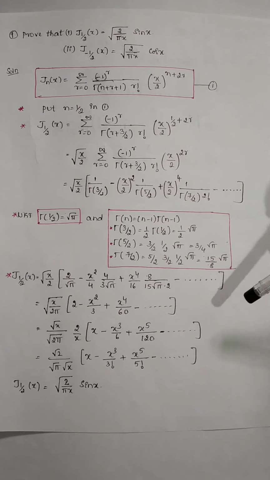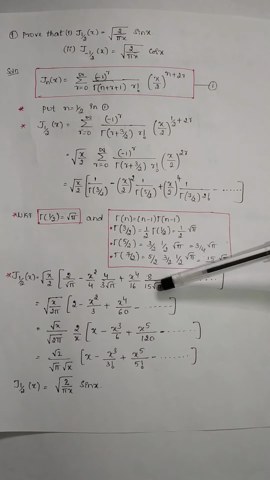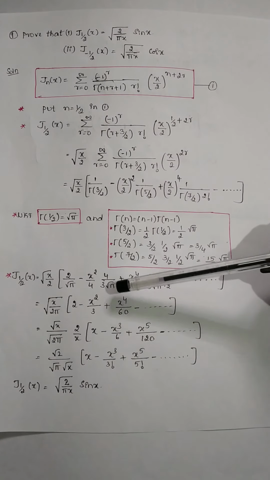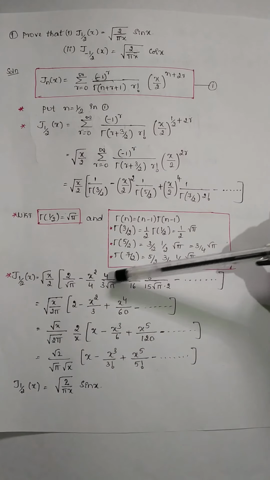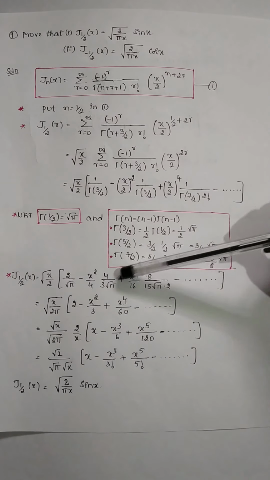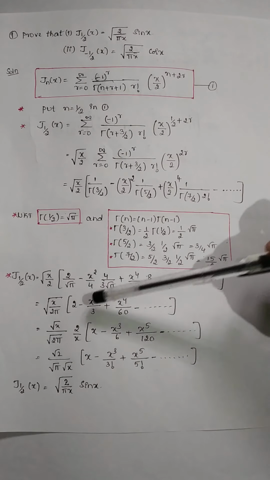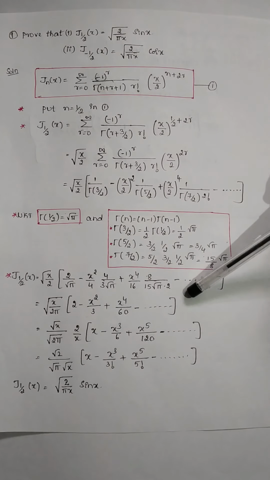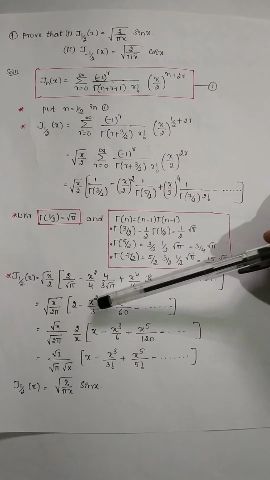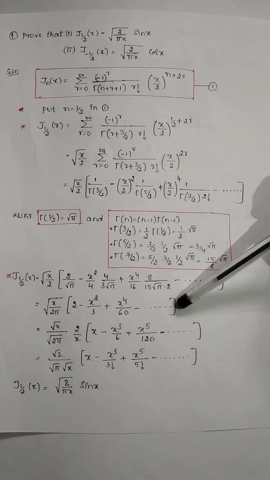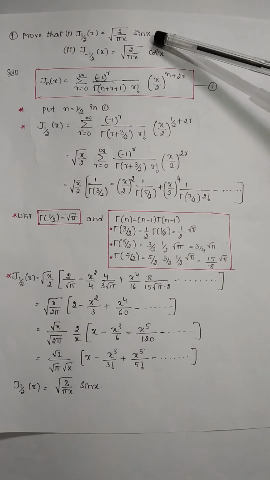After substitution, you will take root pi outside, which is common in each term, so that you can take it outside. So it will be square root of x by 2 pi, and the remaining terms you write as they are. And then after this line, the required result is sin x.